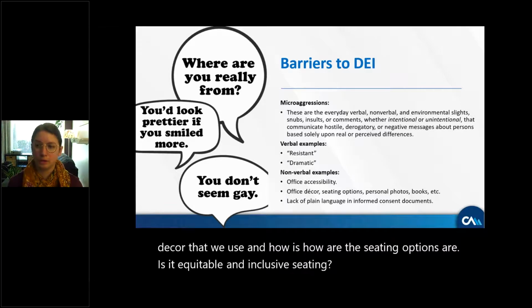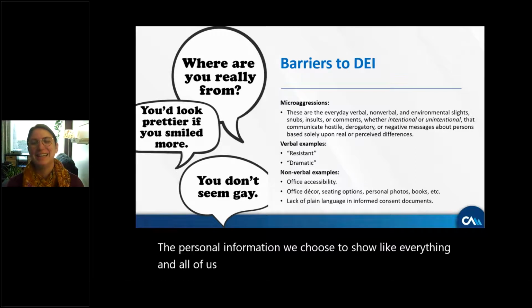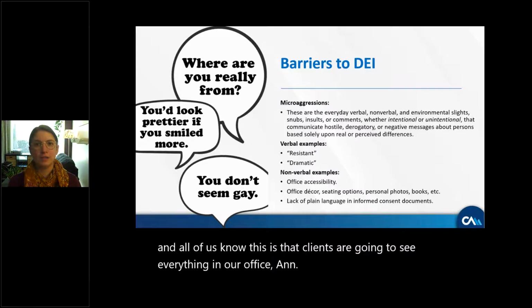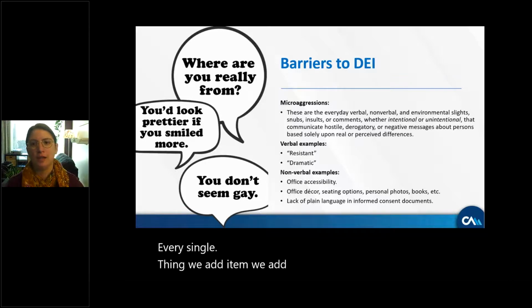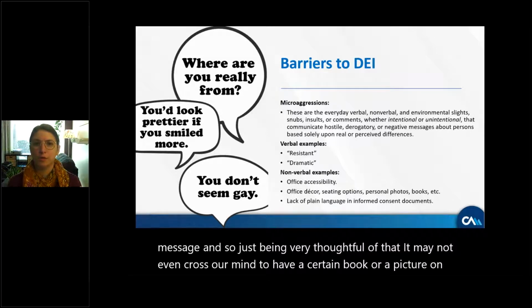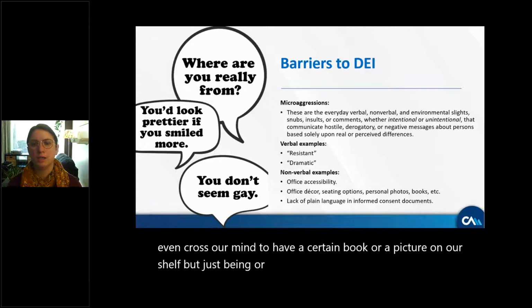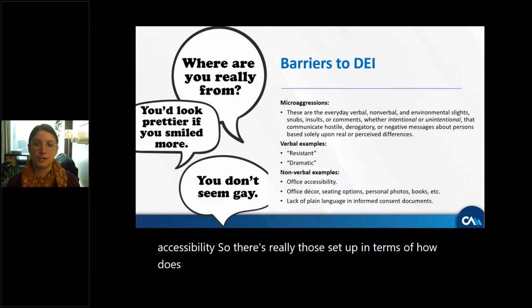The personal information we choose to show, like everything, and all of us know this, is that clients are going to see everything in our office, and every single item we add, every aspect of that, sends a message. And so just being very thoughtful of that. It may not even cross our mind to have a certain book or a picture on our shelf, or the furniture we're using, the accessibility. So there's really the setup in terms of, how does this actually create a safe and equitable space?